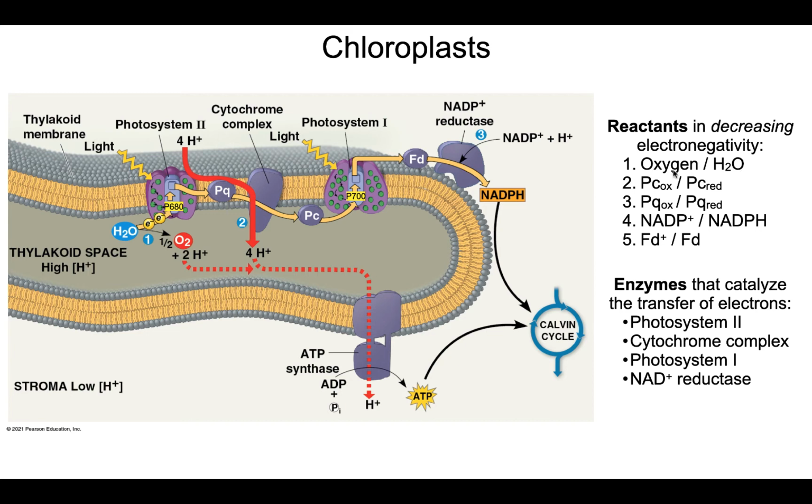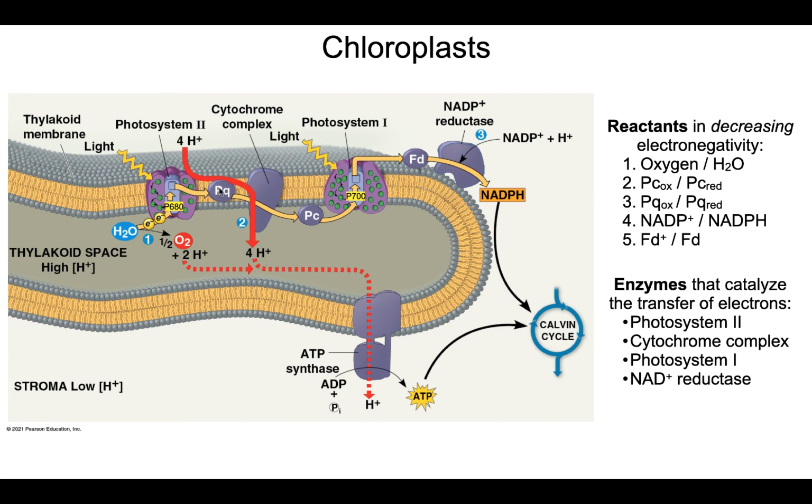Well, we have our old friend oxygen and water. Here it is, right there, oxygen and water. We've got plastocyanin, the oxidized version, and plastocyanin, the reduced version. Where is that? Right here. Now, folks, plastocyanin is evolutionarily related to cytochrome C. And then we have plastoquinone, oxidized, plastoquinone reduced form. Where is that? Right there.